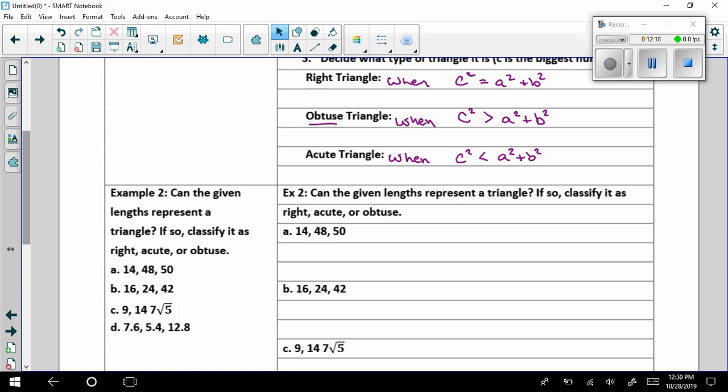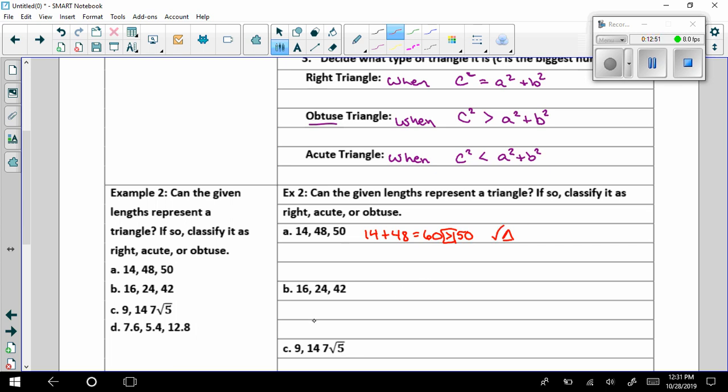All right, so how this works: 14, 48, and 50. Well, without even doing the math, I can tell that by adding the smallest two sides, it's bigger than the largest, but let's go ahead and write that out. 14 plus 48 is equal to 60, which is greater than 50. So this is a triangle.